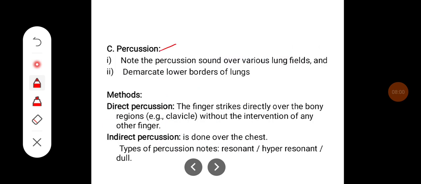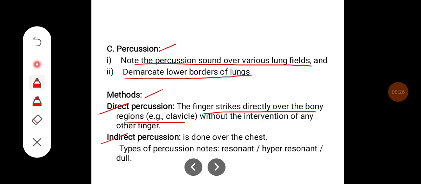Then coming to percussion, where you are going to produce the percussion note. Note the percussion sound over the various lung fields and demarcate the lower border of the lungs. Methods of percussion can be direct or indirect. In direct percussion, the finger strikes directly over the bony regions, for example the clavicle, without the intervention of another finger, whereas indirect percussion is done all over the chest.